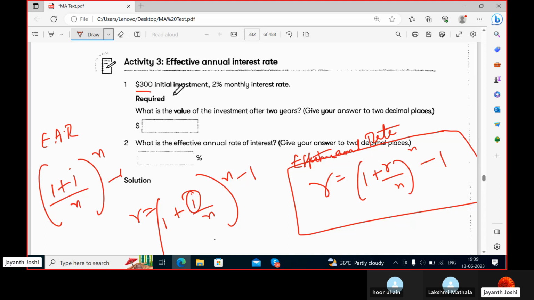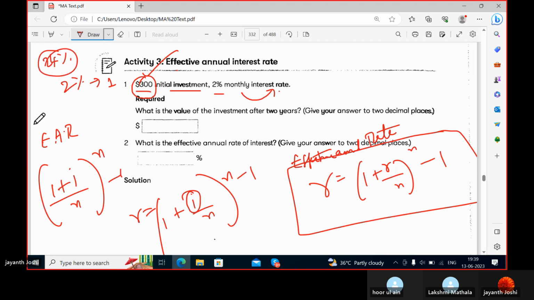So $300 initial investment. This is the amount, the principal. 2% monthly interest rate. So 2% they are giving you for 1 month. Okay, you can convert this per annum also. If 2% is the monthly rate, then per annum it will be 24%. Correct or wrong? Yes, sir.